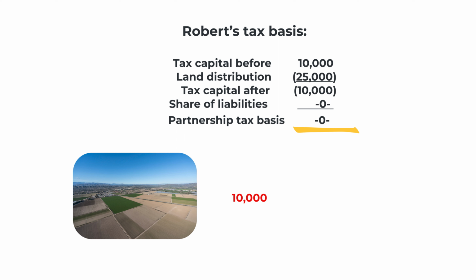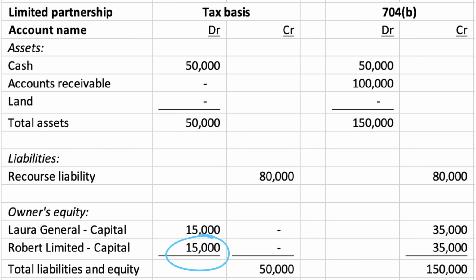Although Robert's outside tax basis in the partnership stops at zero, his inside tax basis is a negative $15,000, as shown by his tax basis capital account. That's okay. It's the outside tax basis that cannot go negative. If all or part of the accounts receivable were proportionately distributed to Laura and Robert, the accounts receivable would keep the zero tax basis that it had within the partnership.